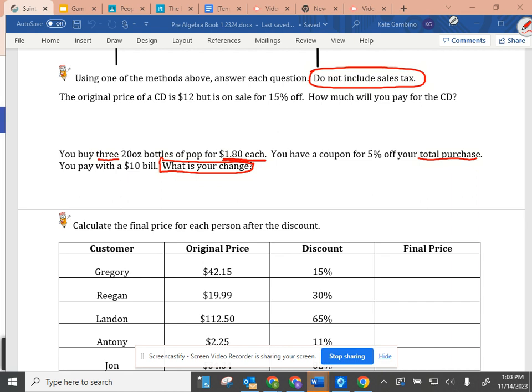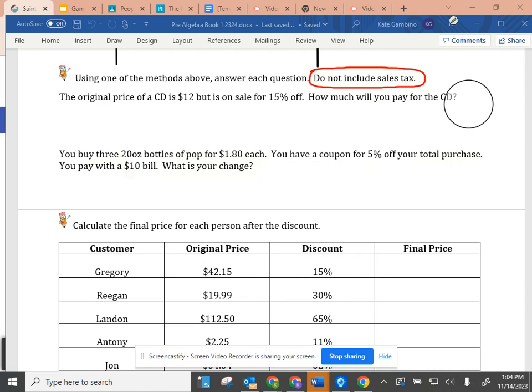We're not being charged $1.80 because we're buying 3. So we have to figure out how much that total is with 3 bottles of pop. Then we're going to take off our 5% off of those 3 bottles, off the total purchase. So you have to add all 3 bottles together, find 5% of that to take off, and then we're going to take that away from our $10 bill to see what our change will be. Yesterday, some people forgot to find the change. You can't forget that final step.